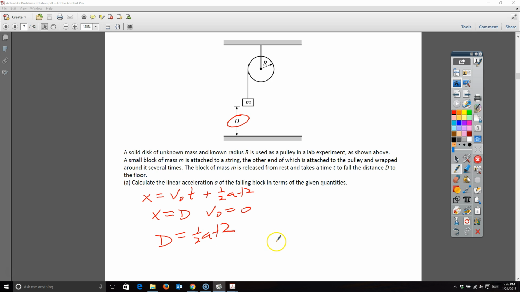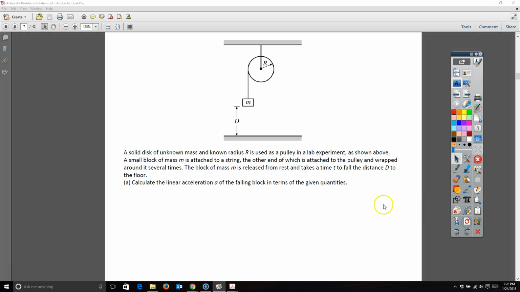And then make sure you solve it for a. That would be 2d over t squared. If you don't, you will not get that other point. So there's actually 2 points here, one for this equation with the supporting evidence, and one with this equation. So 2 points on that part so far. Let's go ahead and take a look at the next page.